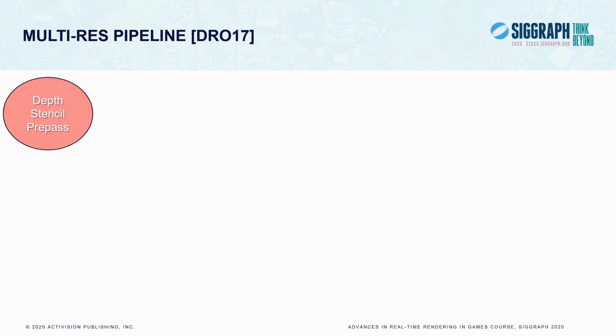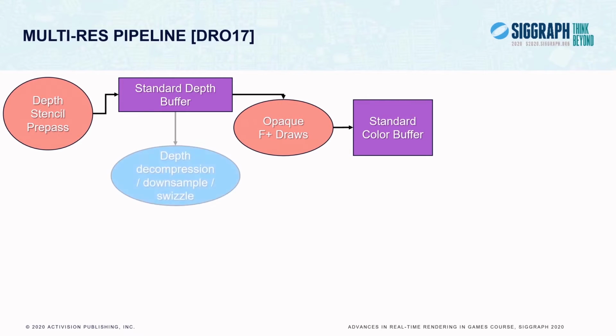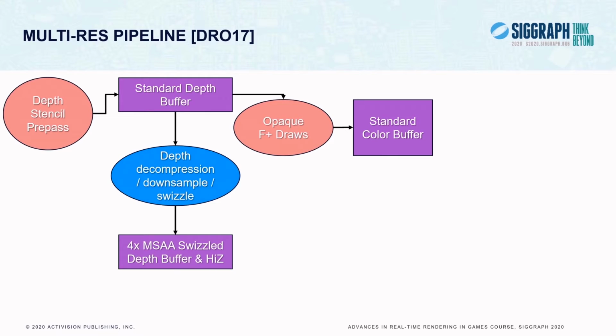First, we start with depth stencil prepass. Depth stencil prepass produces a standard classic depth buffer that's later used for all the opaque forward plus draws, and those generate a standard color buffer. But then there's also a compute job that reads the standard depth buffer, decompresses it, downsamples, and swizzles to a 4 times swizzled MSAA depth buffer.